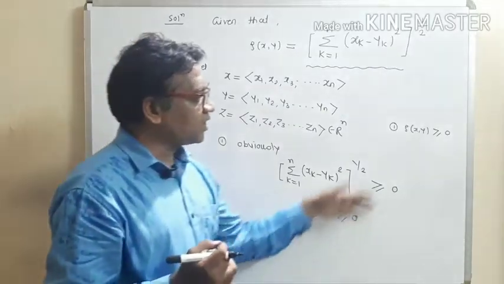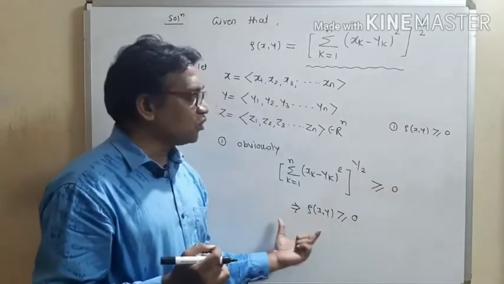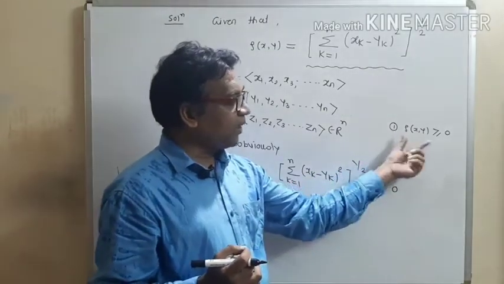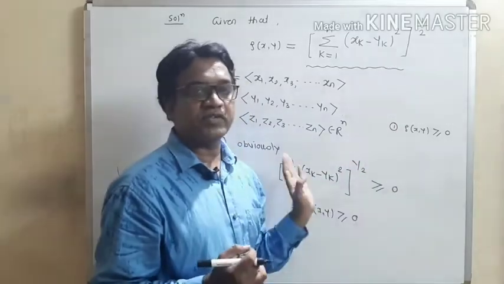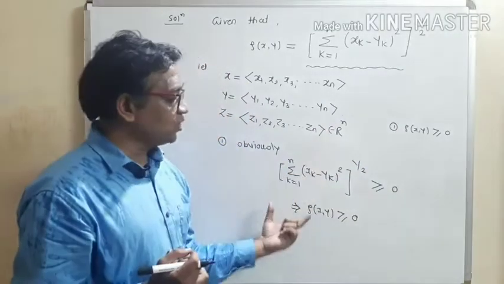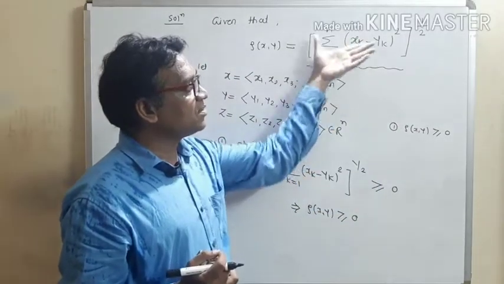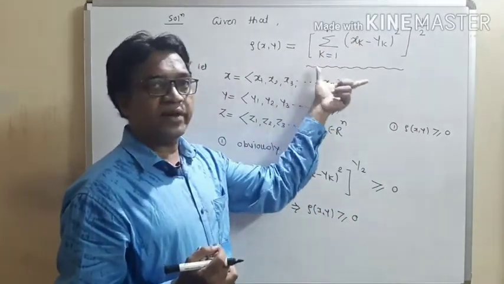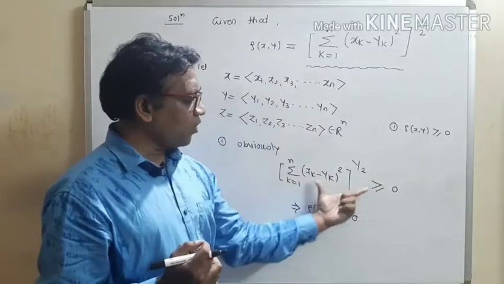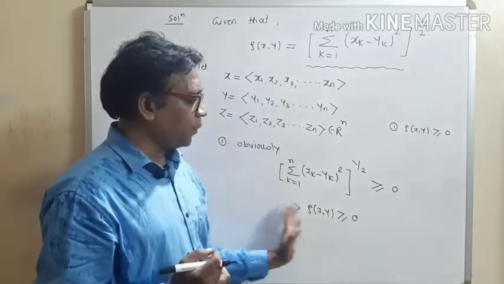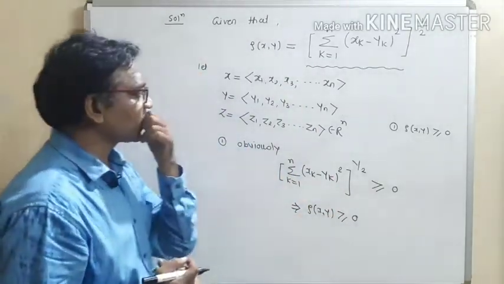So see, this is the first condition. How to show the first condition? Rho of xy is non-negative. This is the first condition. So how to show the first condition? Just observe the given value, whether it is a positive value or a negative value. So obviously it is a non-negative term. So we can say that rho of xy is non-negative.